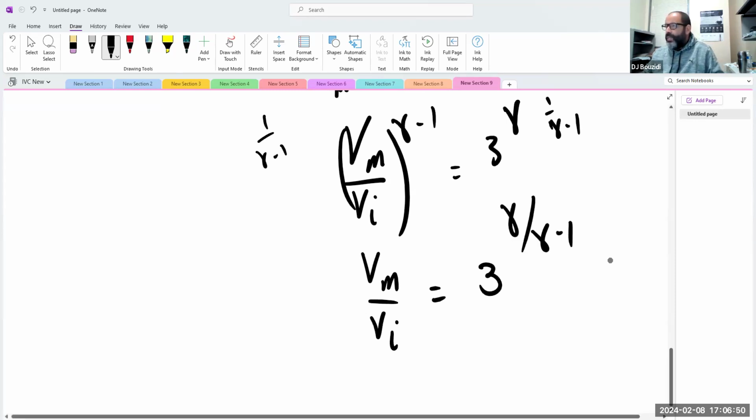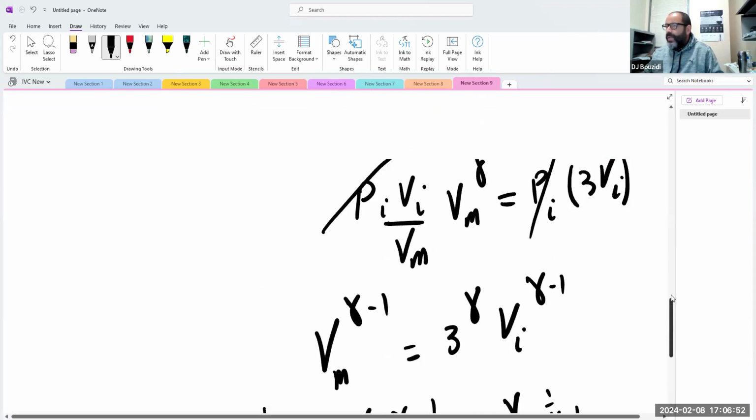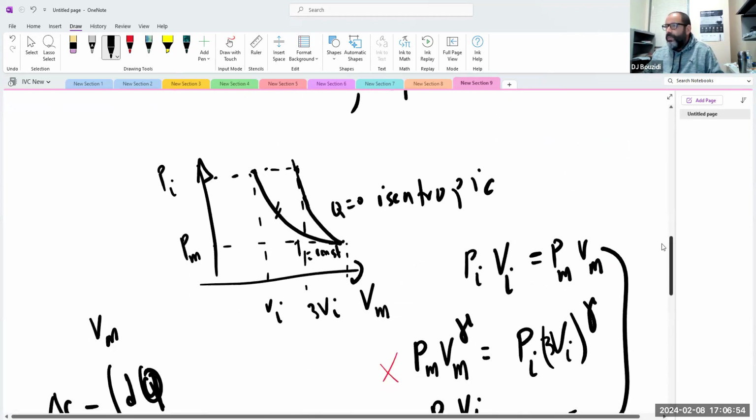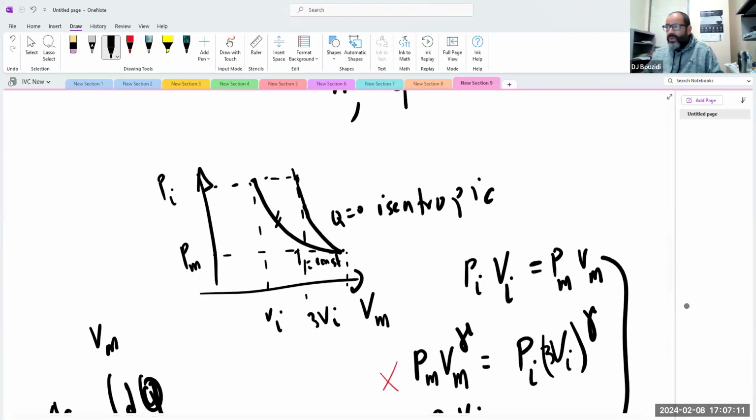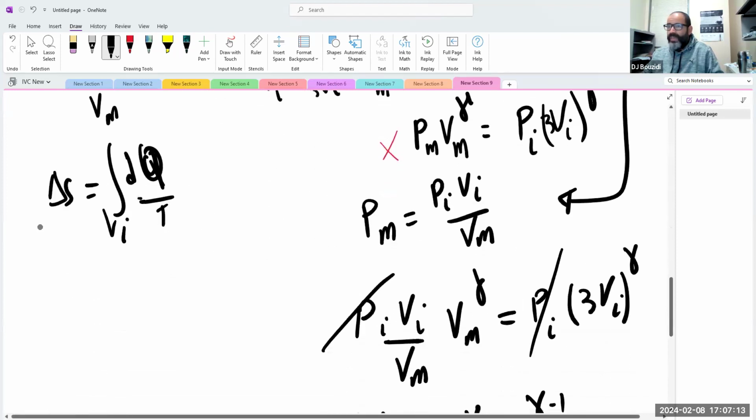Now, what this says is, during this expansion, we have found this volume in terms of the initial volume, okay? And that ratio is just 3 to the power gamma over gamma minus 1. Now, T is constant during the isothermal process. So it comes out of the integral.